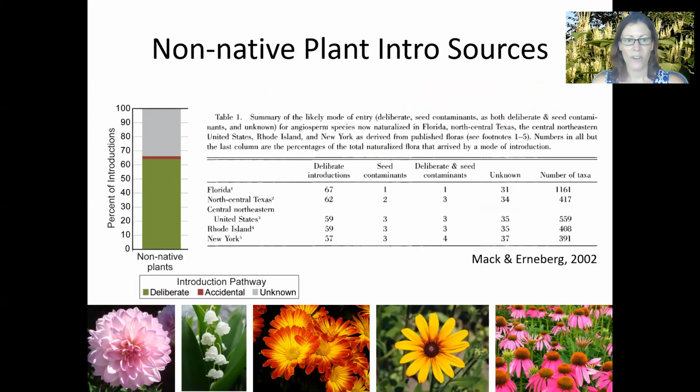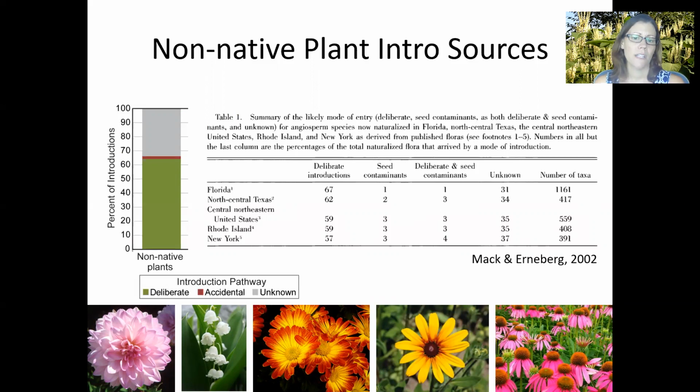Introduction sources. So plant introduction sources. All of this is summarized in the Hulme paper too, but I did want to go over the non-native and invasive plant ones with you. So this is first a table from Mack and Erneberg, and they looked at all of the plant species that were non-native that they could find in these different parts of the world. So Florida, Texas, the Northeast, Rhode Island, New York. And then they dug around to see what they could find about how those plants actually got there.